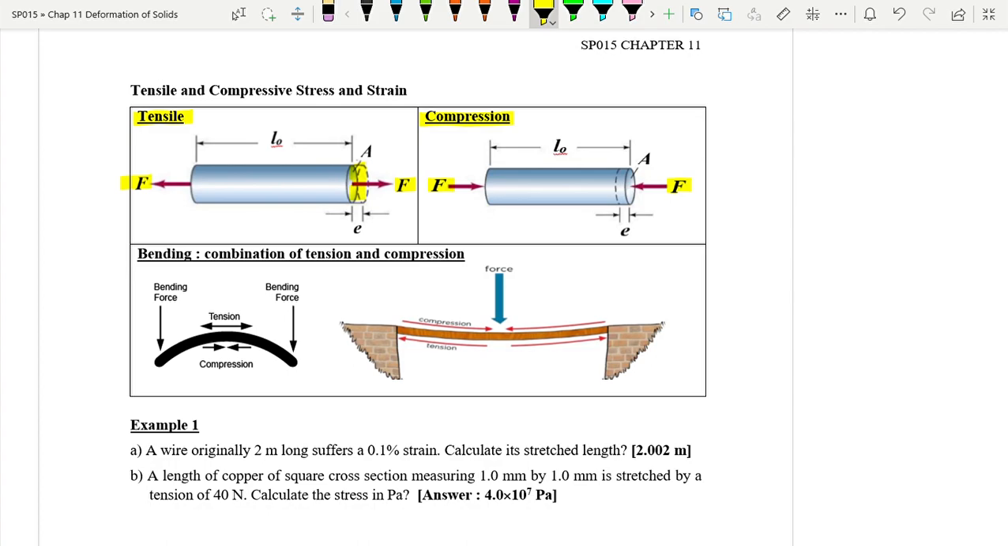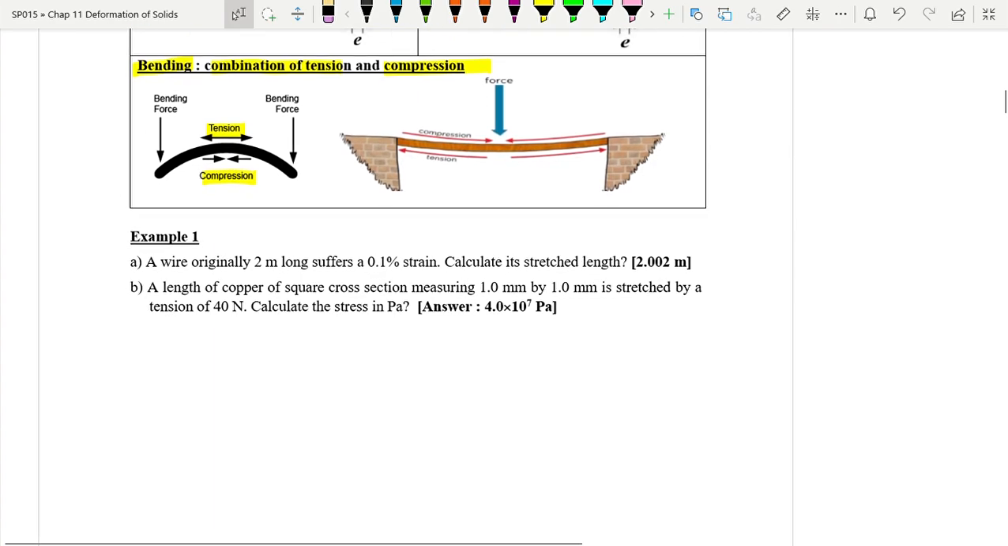Okay, tetapi ada juga case di mana kita panggil dia bending, di mana that is the combination of tension and also compression. For example, shown in the diagram below. So kalau ada bending force dekat sini, dia boleh menyebabkan ada part yang berlakunya tension dan ada part yang berlakunya compression. Okay, so itu adalah some of the examples untuk kita faham apa itu tensile dan apa itu compressive stress ataupun force. Okay, so let's look at example 1 here.